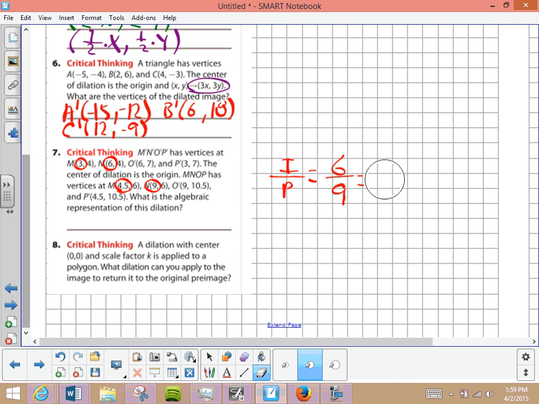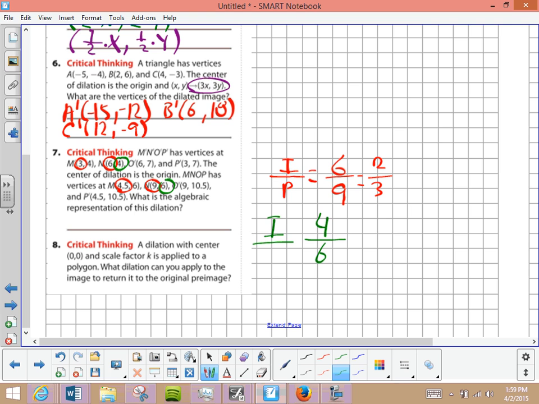Why are you giving me 3, people? It's 2 over 3, right? You simplify it. If you put the pre-image and divided it by the image, you did it wrong. You're dividing the new one by the old one, right? The image by the pre-image. So just to make sure that we're doing it right, let's use another point. 4 and 6. 4 over 6. Image over pre-image. You get 2 over 3.